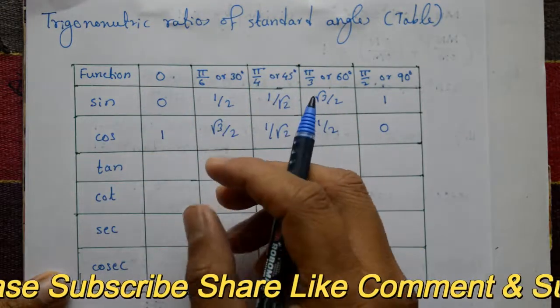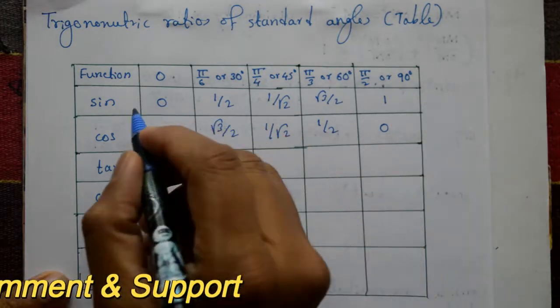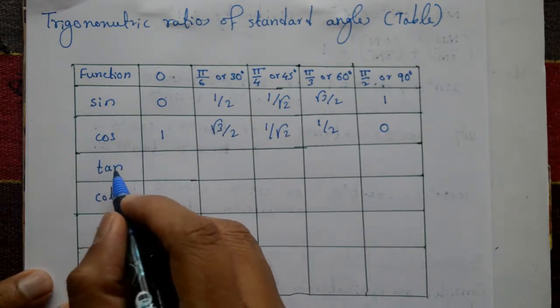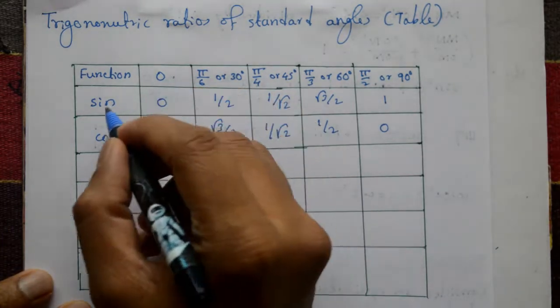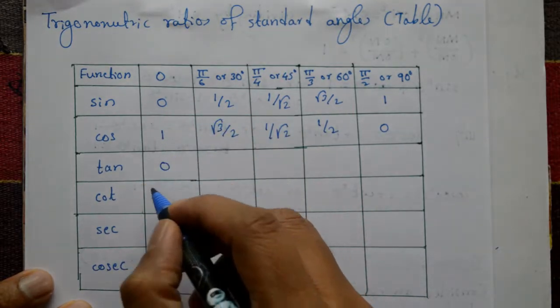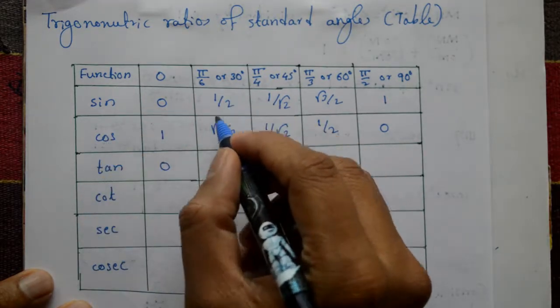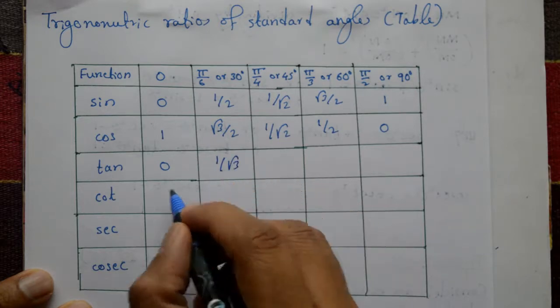Remaining are very simple. So how to remember the remaining functions? First remember sine and cosine. Now third one is tan. Tan means what? Sine by cos. Tan 0 means sine by cos, means 0 by 1, 0 only. Tan 30 degree means sine divided by cos: 1 by 2 divided by root 3 by 2. 2 cancel. You get 1 by root 3.